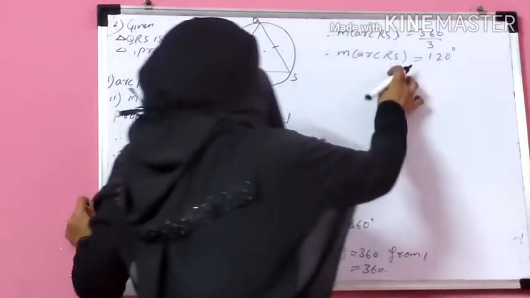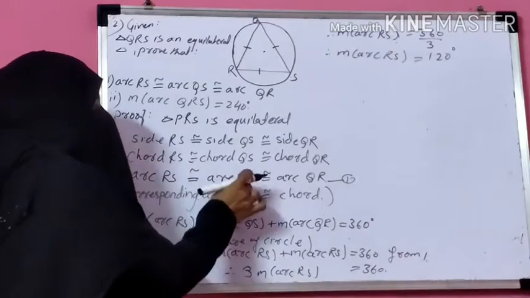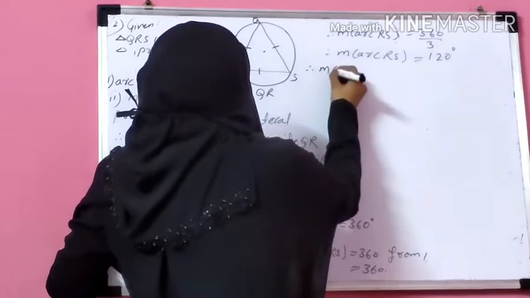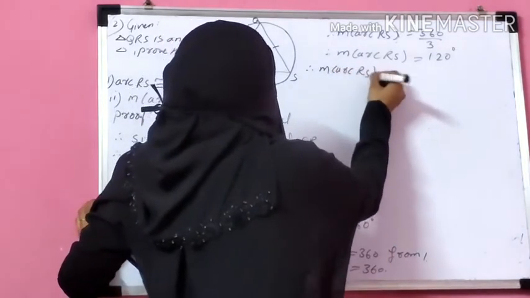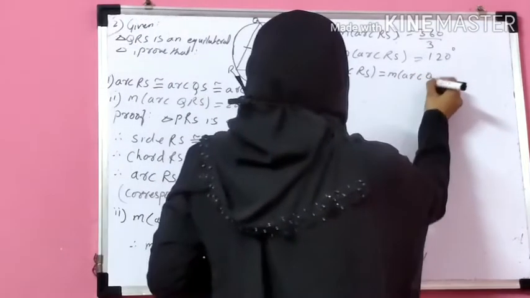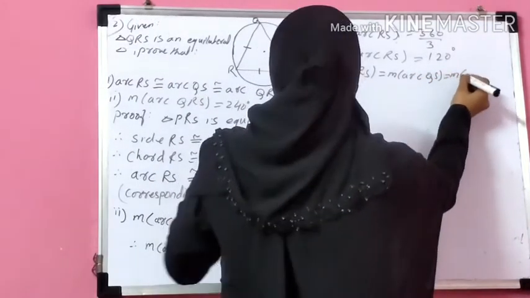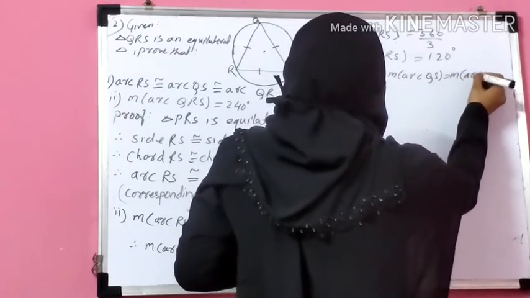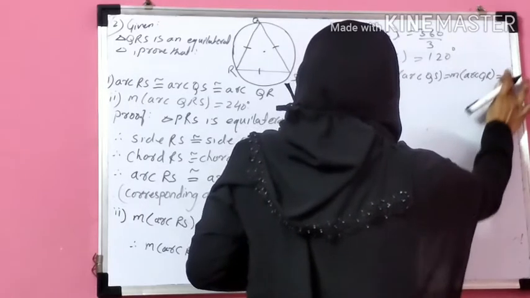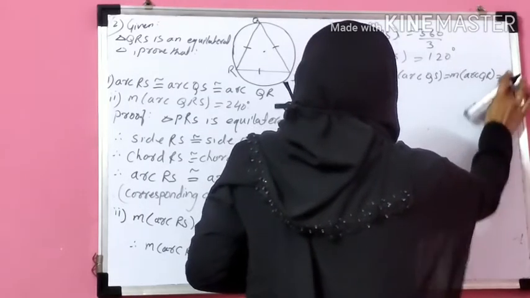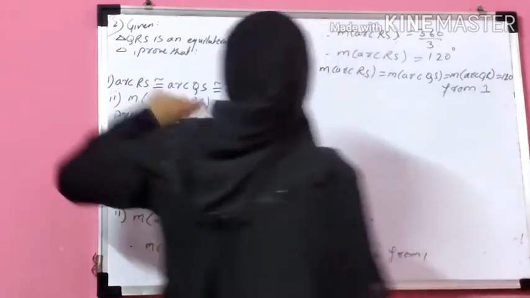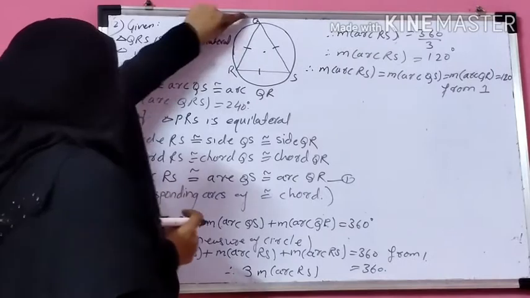If measure of arc RS is 120 degree, then measure of arc QS and measure of arc QR is also 120 degree. So therefore measure of arc RS equal to measure of arc QS equal to measure of arc QR equal to 120 degree. From 1, all these three arcs are congruent. So write here reason from 1. And you have to find the measure of arc QRS.